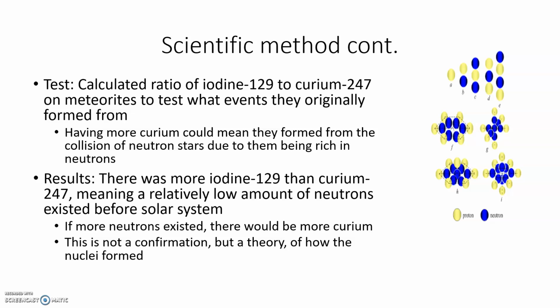Since the ratio they calculated showed there was more iodine-129 than curium-247, they concluded that neutron stars did not make a big part in the formation of these nuclei. Having a higher amount of iodine-129 in this experiment created a theory that there were not as many neutrons available before the solar system, as there would be more curium if more neutrons existed. This experiment did not confirm the origin of how these nuclei formed, but it could provide more theoretical information after.